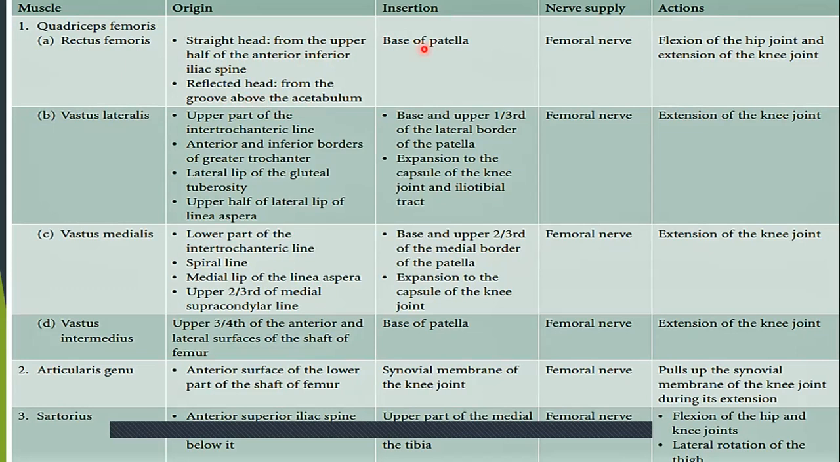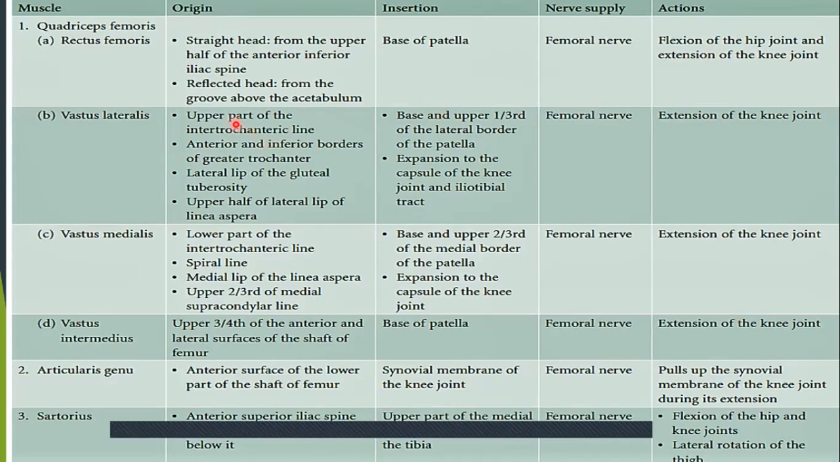It inserts into the base of patella and, via the patella ligament, into the tibial tuberosity. It is supplied by the femoral nerve. Action: flexion of the hip, but extension of the knee. All of them perform one action.